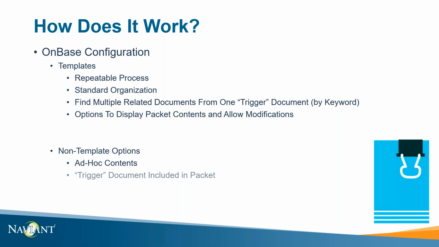From a non-template perspective, given that's where we're saying, I don't really have any idea what needs to go into this particular packet, that really allows the user to manually determine what goes into that particular packet in an ad hoc nature. The trigger document, where we started this from, will be included in that packet, but beyond that, the user is going to have to search and identify the different documents that are going to be included in that packet before it's finalized and generated as a PDF.